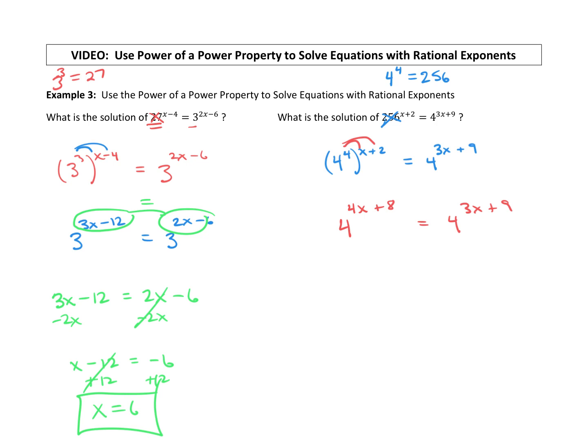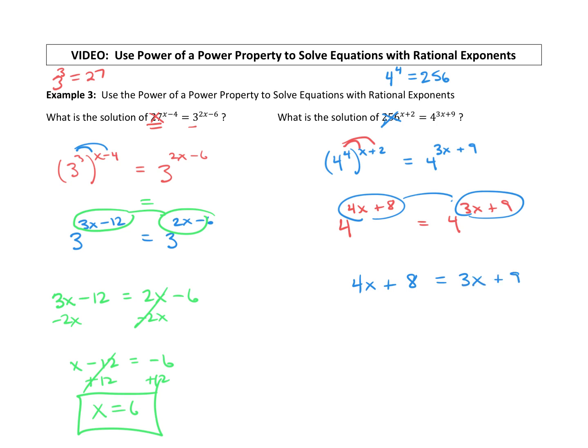Now we have the same base. If the bases are equal to each other, that means the exponents will be equal to each other. So we will just grab this exponent, set it equal to this exponent, and that's an equation we can solve. 4x plus 8 equals 3x plus 9.